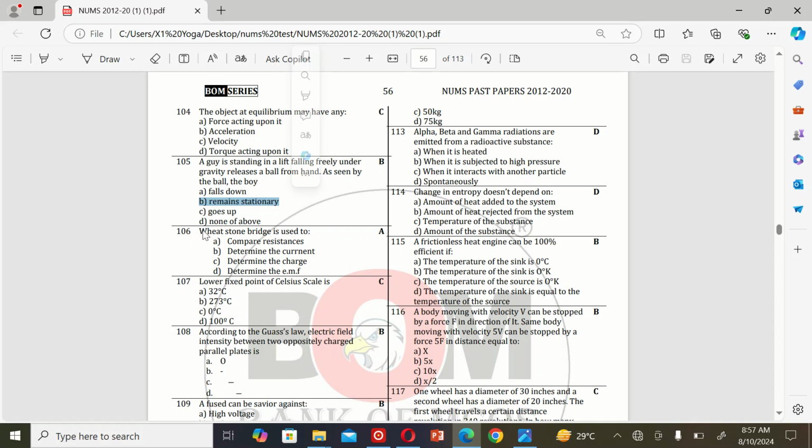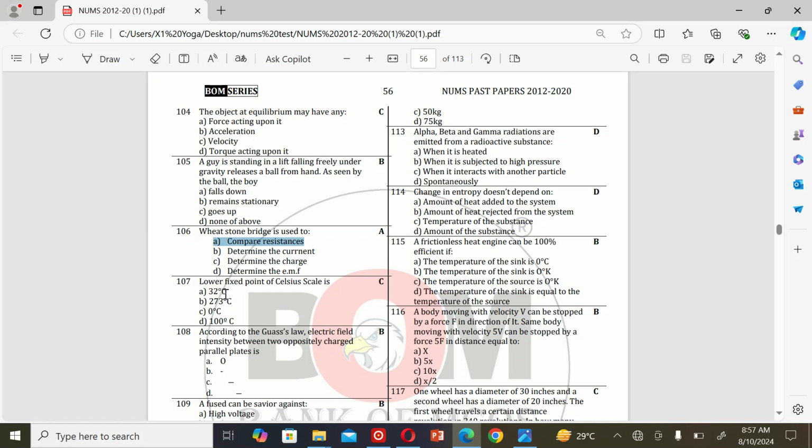The next MCQ is: which stone bridge is used to: A, compare resistance; B, determine the current; C, determine the charge; D, determine the EMF. So the correct option is A, compare resistance.